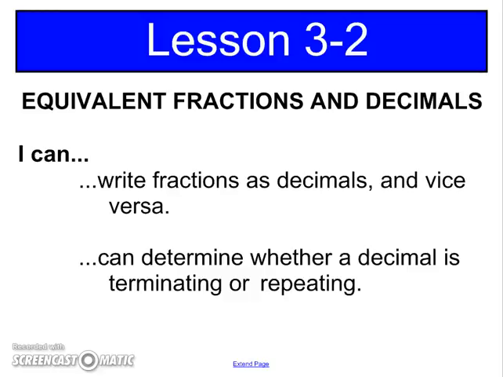All right, gang, lesson 3.2, our continued work with fractions. In this case, we're going to discuss fractions and decimals, equivalent fractions and decimals. So your targets, when we are finished with the lesson, are to be able to write fractions as decimals and vice versa, so to go both directions there, and to determine whether a decimal is terminating or repeating. So again, this is all review, just making solid some of those things that we've learned before.